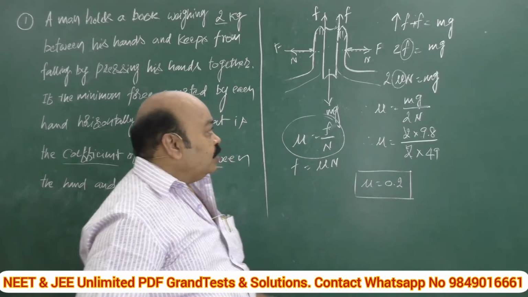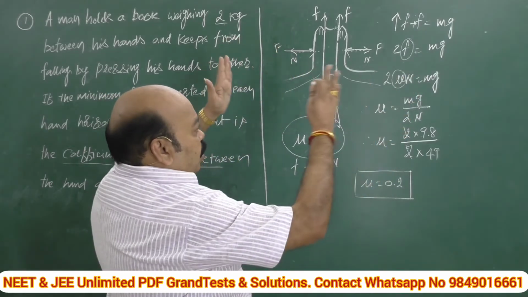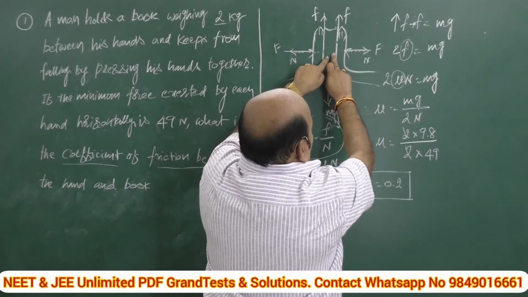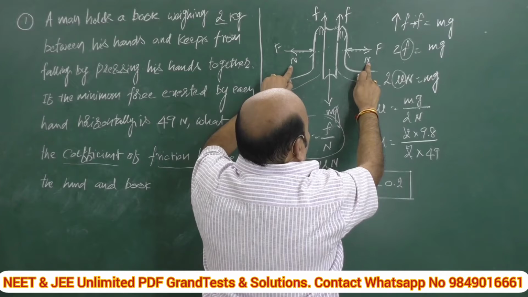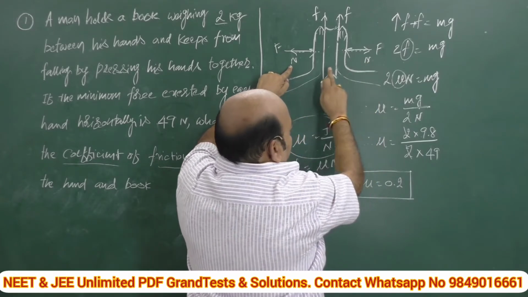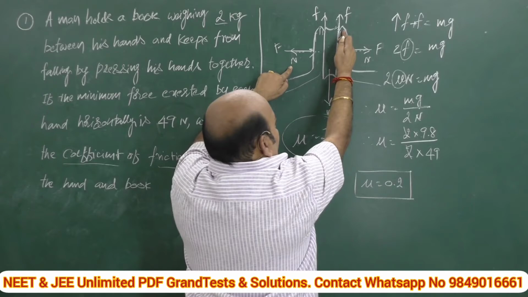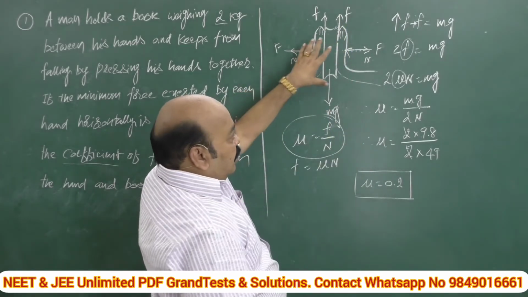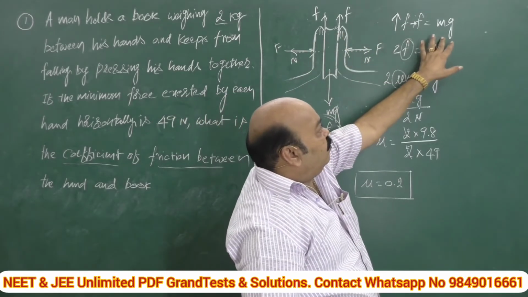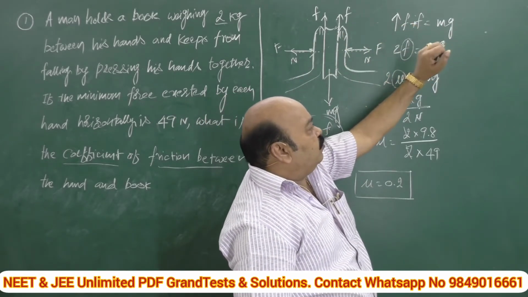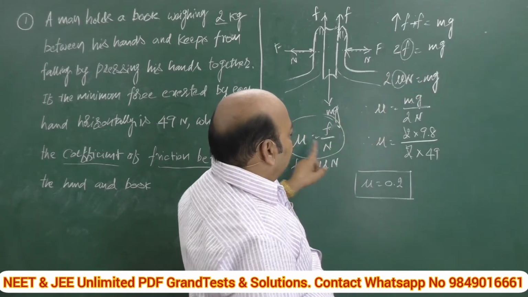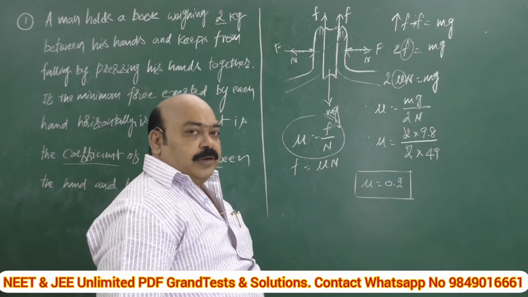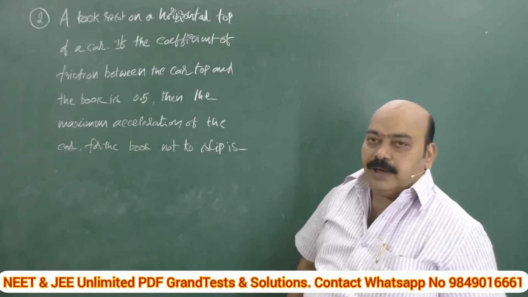Fine, that's all. Once again, the book is pressed with 2 horizontal forces, F and F. As a result, the book also pushes the hands with equal amounts but in the opposite direction, named N, normal reaction. Weight of the book acts downward. Frictional forces between the 2 surfaces act vertically upwards. Condition for upward and downward forces: 2 upward forces balance the downward force. Here this frictional force is replaced with mu N, and hence mu is equal to 0.2. Fine. Consider one more problem.